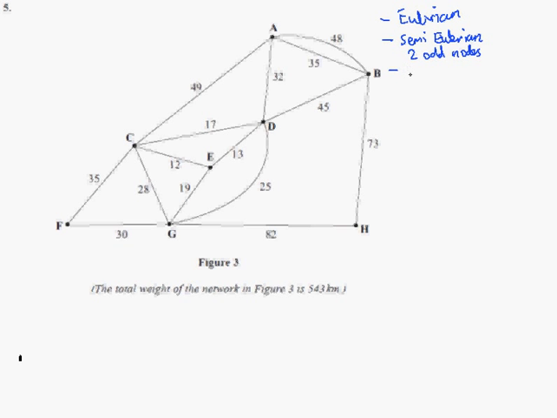And then of course you've got your non-Eulerian, and that happens when you've got more than two odd nodes, and the odd nodes always come in pairs, so you've got four or more odd nodes, and that's almost certainly what we're going to have here. Let's count up the order of each node.